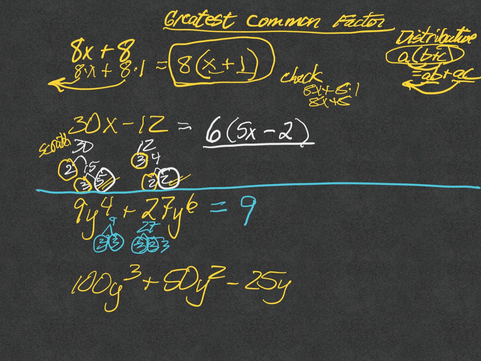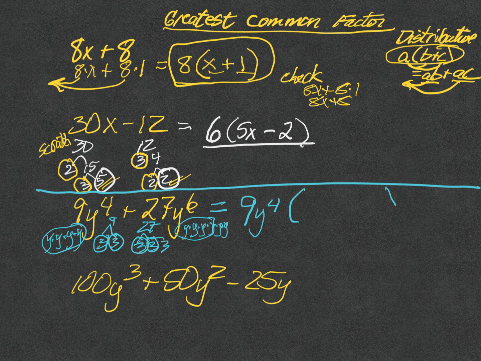Then I have to look at the y to the 4th and the y to the 6th. Well, y to the 4th is y times y times y times y. And y to the 6th is y times y times y times y times y times y. And so what's in common is y to the 4th. And so I put y to the 4th here.